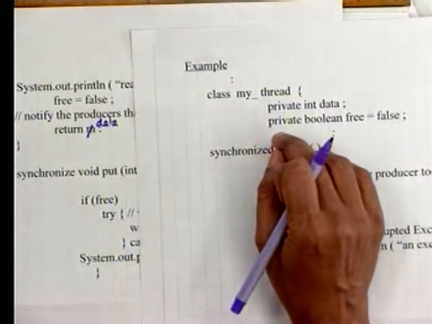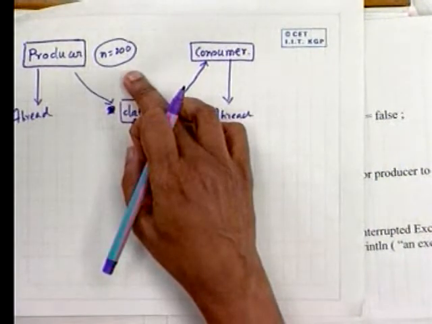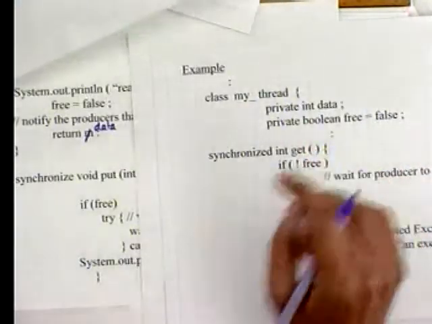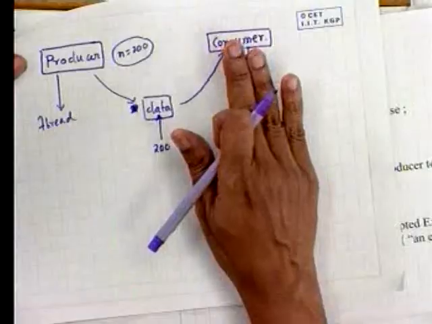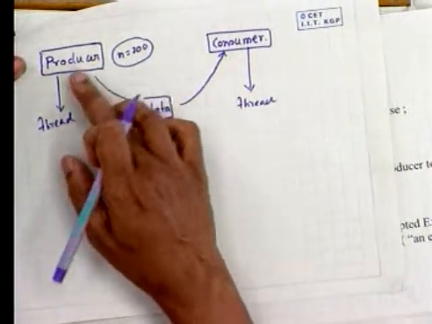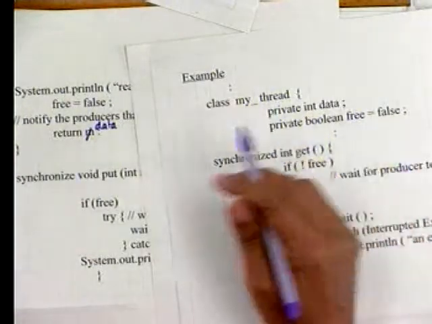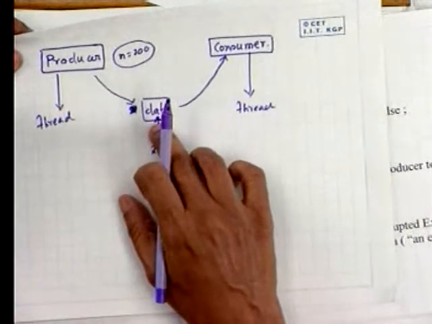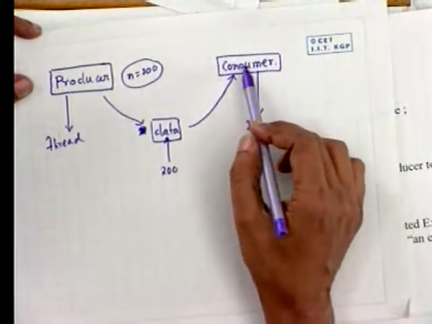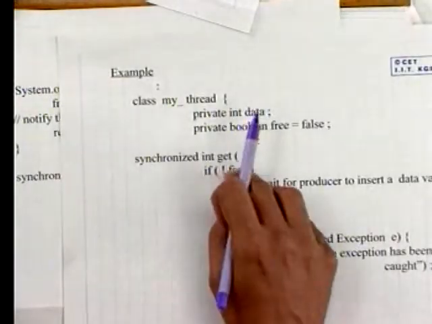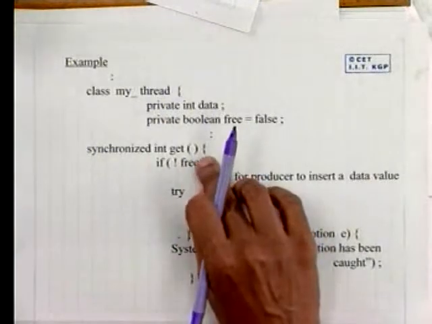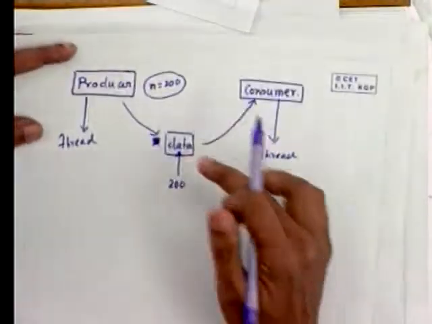So what is happening is that when the producer thread is executing the put method, the consumer thread will be prohibited from executing its get method. Once the producer thread finishes putting the value of data, it will inform the consumer that I have put the data value and you are free to access it, and at that time the consumer can access the data value using the get method and show the result.